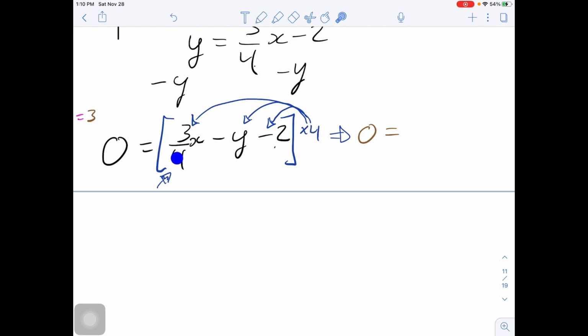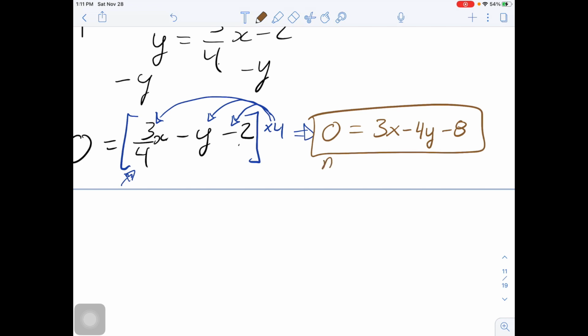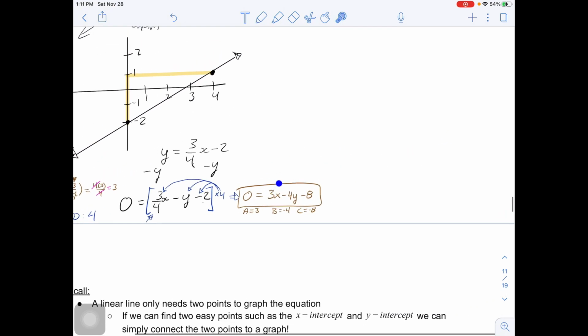So what we'll end up getting is 3x. 4 times negative 1 is negative 4y. 4 times negative 2 is minus 8. So in this case, a equals 3, b equals negative 4, and c equals negative 8. And we can see every number is an integer, and that a value is a positive number.